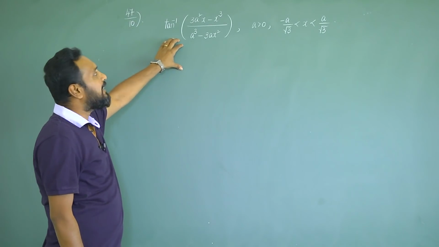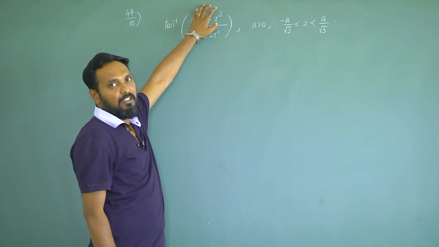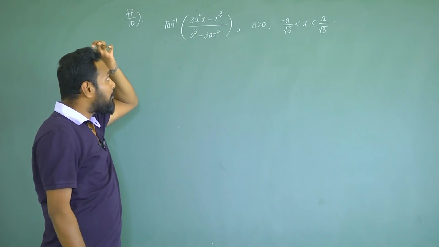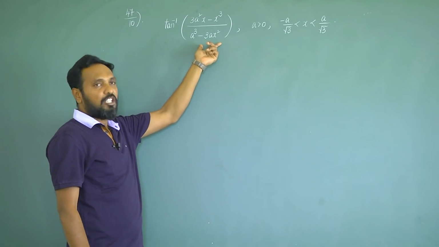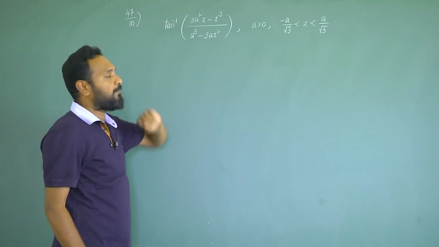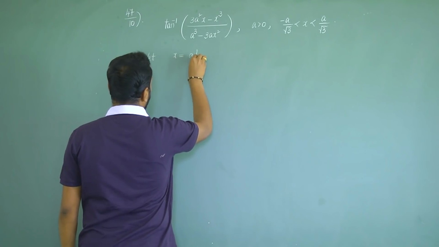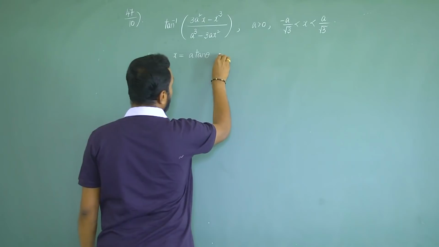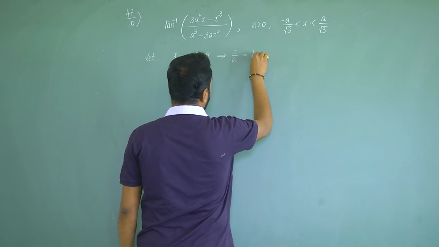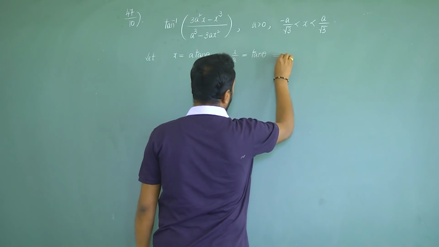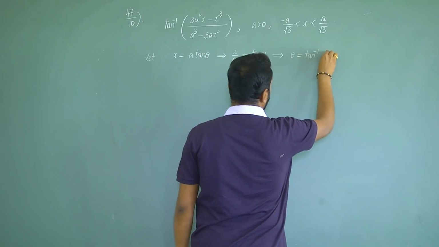So the next question is page number 47, 10th question. We need to simplify this function. If you observe the function present in brackets, the assumption we need to take, if you recall, is x equals a tan theta. So let x equal a tan theta, I am assuming. This implies x by a equals tan theta, which implies theta equals tan inverse x by a.